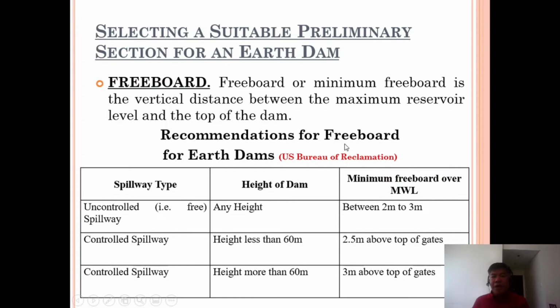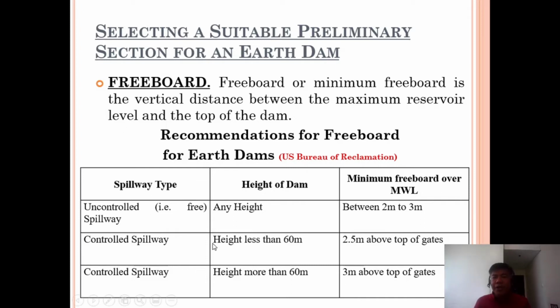So here is a table from the US Bureau of Reclamation. We have learned the different design criteria. Those are guidelines and recommendations on how you are going to prepare the preliminary design. So since you have it all, let us now create the preliminary design of the dam, if you are tasked now to draw the cross section of the preliminary design.